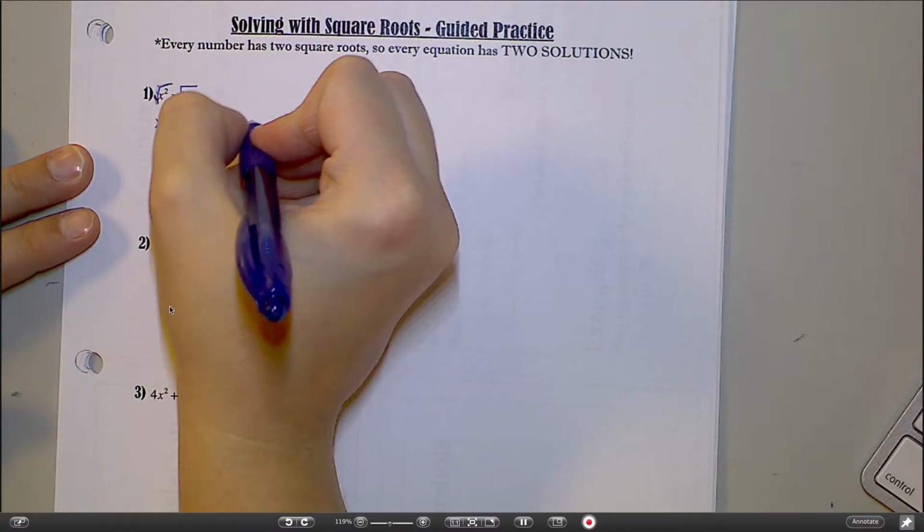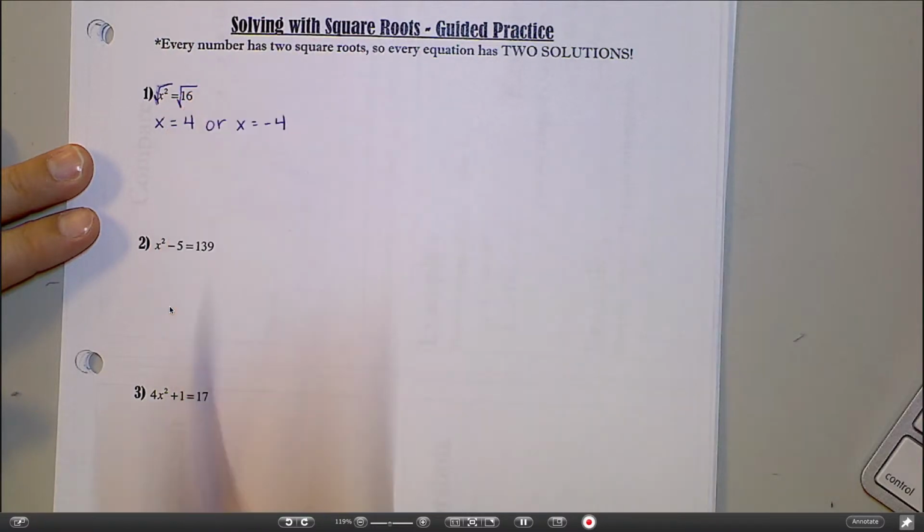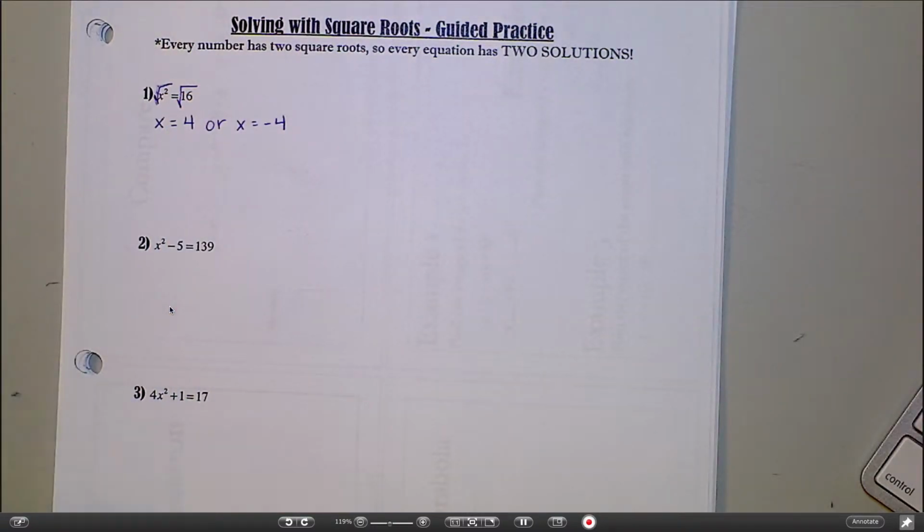You've got to have both. Every one of these equations will have two answers. Well, there's one exception to that. We'll talk about that in a minute. But for the most part, every time you solve an equation that has an x squared in it, you're going to have two answers. And we're going to be talking about a lot of different ways to solve quadratics in this chapter. Quadratics, by the way, are any equation that have an x squared in them.